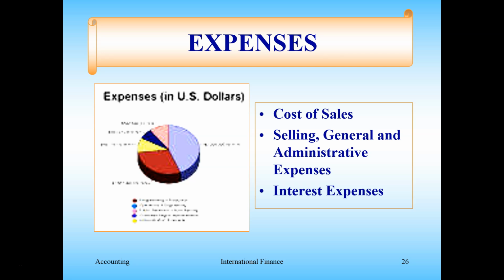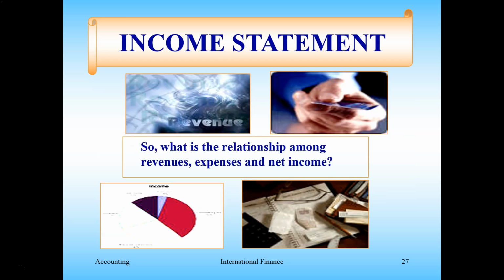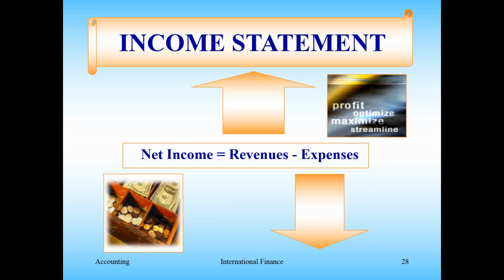Revenues less cost of sales equals gross profit or loss. Gross profit less sales, marketing, and administrative expenses equals operating profit or loss. Operating profit less interest expense equals net profit before tax. Net profit before tax less tax equals net profit after tax. So what is the relationship among revenues, expenses, and net income? Revenues less expenses equal net income.